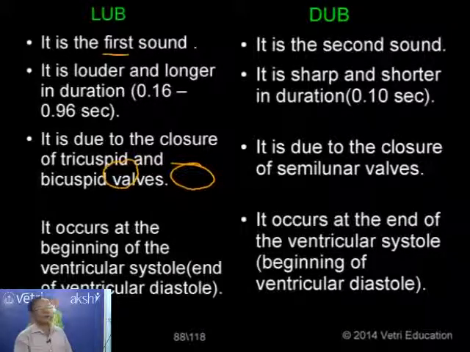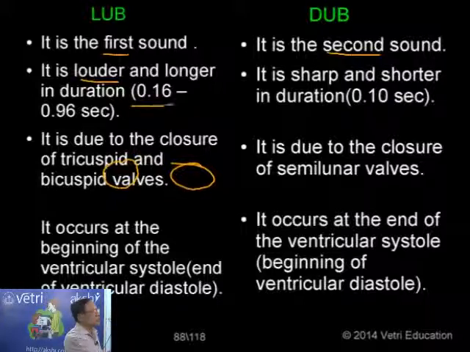And followed by it, we have the second sound, and the second sound is the dub. So the first sound is lub, and the second one is dub. If you are comparing the duration and also the amplitude, the first sound, lub, is normally louder but longer. The duration is about 0.16 to 0.96.